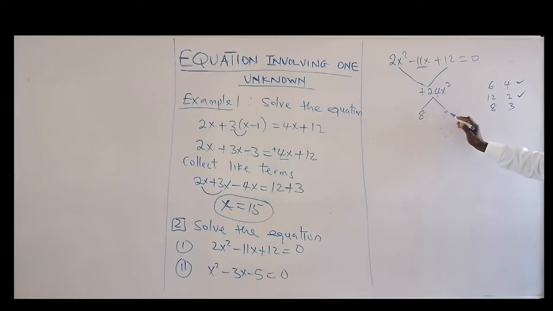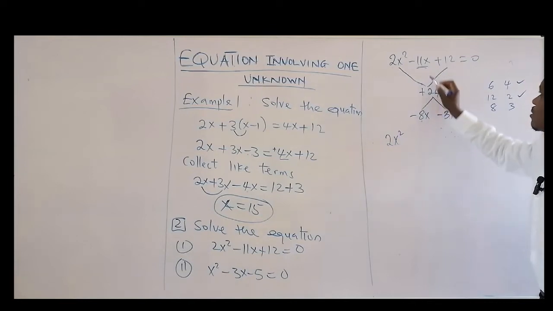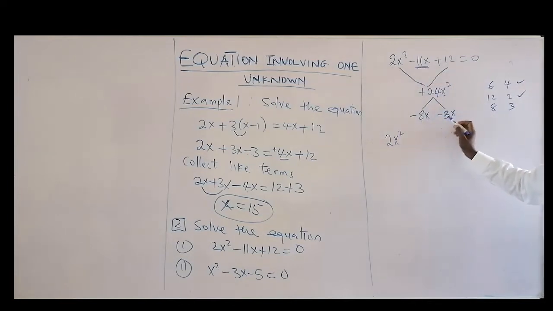How do you use 8 and 3 now to get minus 11? So minus this, then pair this. 1 here, 1 here. And when you multiply these two, you get back your product here. Okay? Then you go back to your equation and replace this middle term with these two factors.